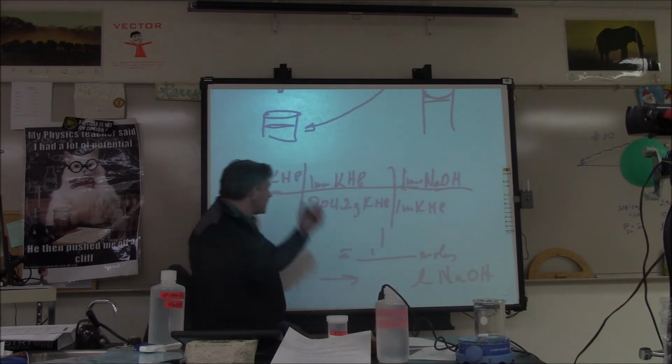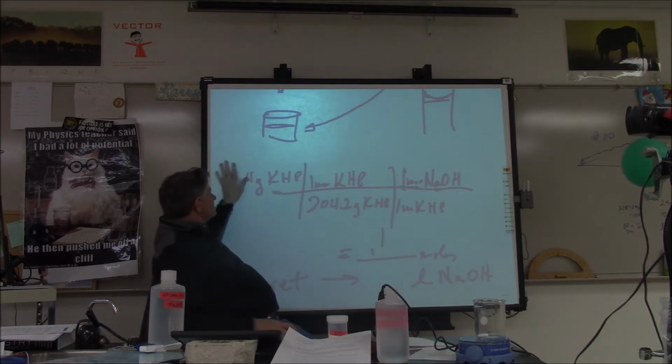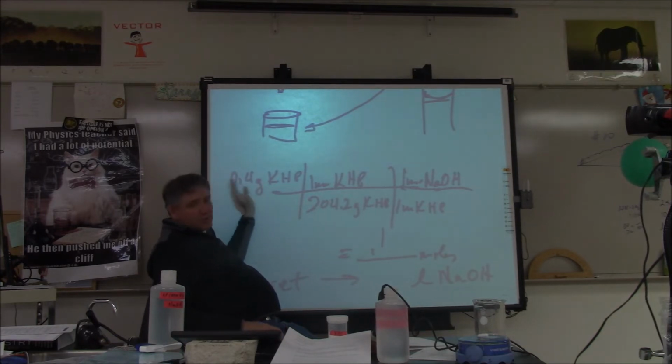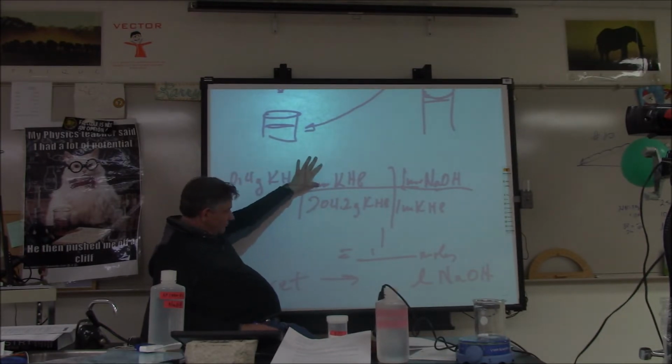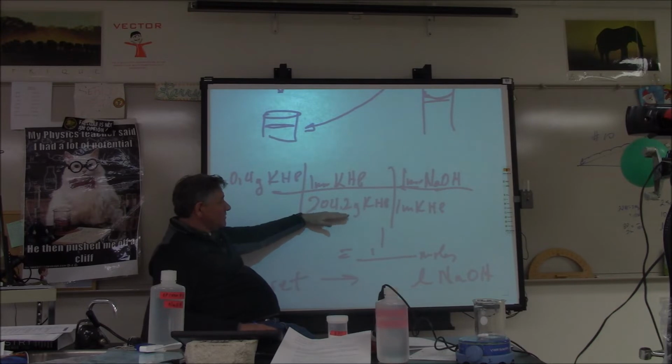Don't worry about it. So, you're going to start with whatever mass of KHP that you have. 0.453, whatever your mass is, okay? You're going to convert that into moles of KHP. Here's the molar mass of KHP. Okay, here it is. You don't have to calculate it. I've given it to you. I'm a nice guy. So that's 204.2 grams per mole.